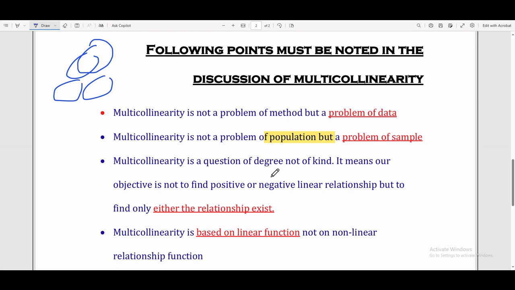Multicollinearity is not a question of degree or what kind, because when you check the relationship, there are two types: positive linear relationship or negative linear relationship. So in multicollinearity, our task is not to determine which type of relationship exists. We only determine, because positive and negative relationship both have negative impact on the dependent variable, whether the relationship exists. If a relationship exists, this is the case of multicollinearity, and we want to handle this issue.